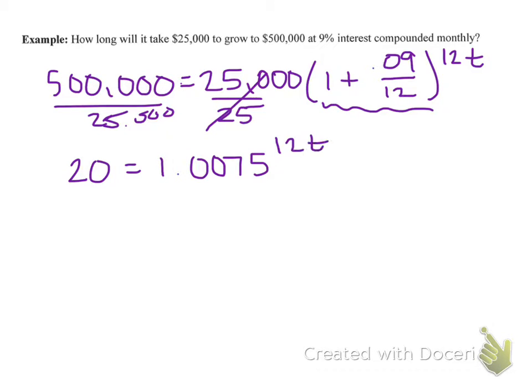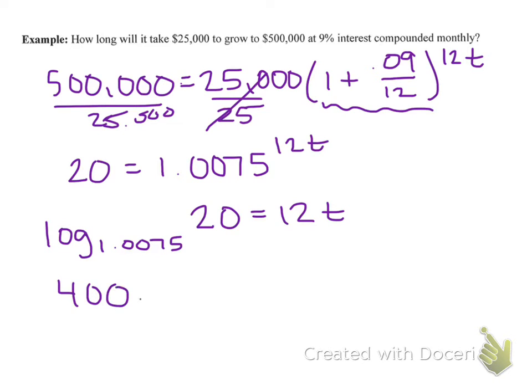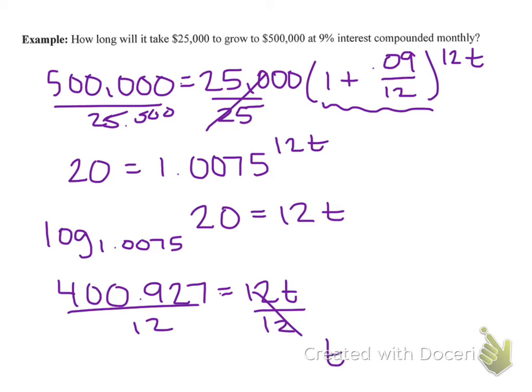raised to the 12t. So I'm in exponential form, so naturally I need to do the opposite, which is putting it in log form. So I have log, the 1.0075 is the base, so that goes there, of 20, and it's equal to 12t. Remember, for the left side, we do the change of base, so you would type log 20 divided by log 1.0075. When you do that, you get 400.927 equals 12t. And we're going to divide both sides by 12. And I get t equals approximately 33 years.